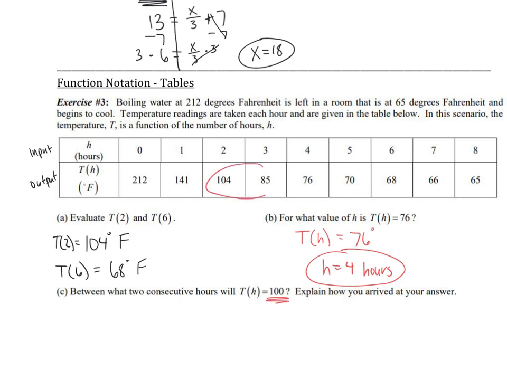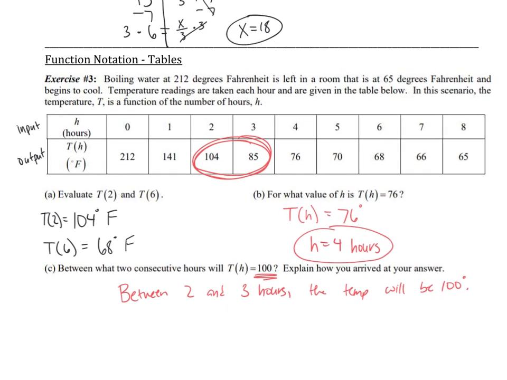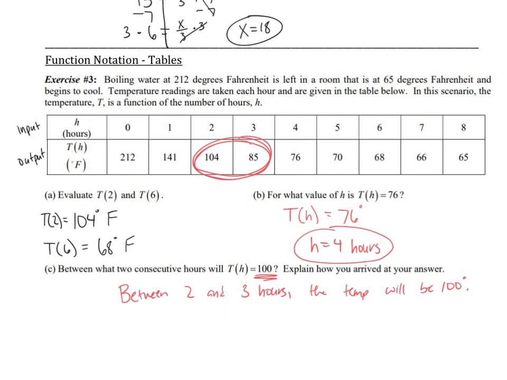So you should notice I have 104 degrees here at 2 hours and 85 degrees at 3 hours. So I know between 2 and 3 hours, the temperature will be 100 degrees, right? How I arrived at that answer, basically what I did is I just looked at the temperature, right? It's decreasing, so I know it has to be between 2 and 3 hours because that's where the temperature is between 104 degrees and 85 degrees, all right?